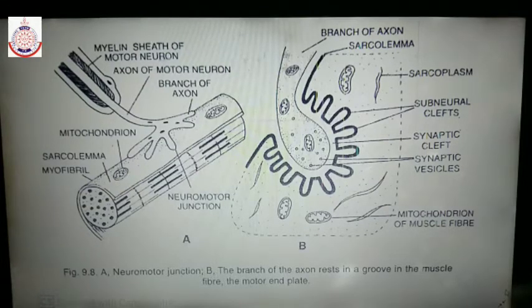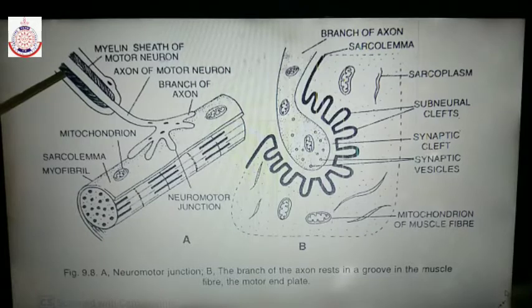Muscle contraction is best explained by the sliding filament theory. This theory states that contraction of a muscle fiber takes place by the sliding of thin filaments over thick filaments. It will be more clear to you later on. Let's start with the mechanism of muscle contraction. First of all, how does muscle contraction begin?